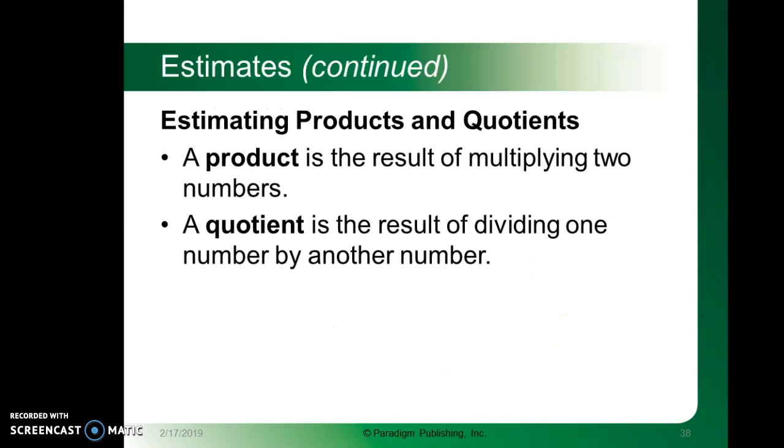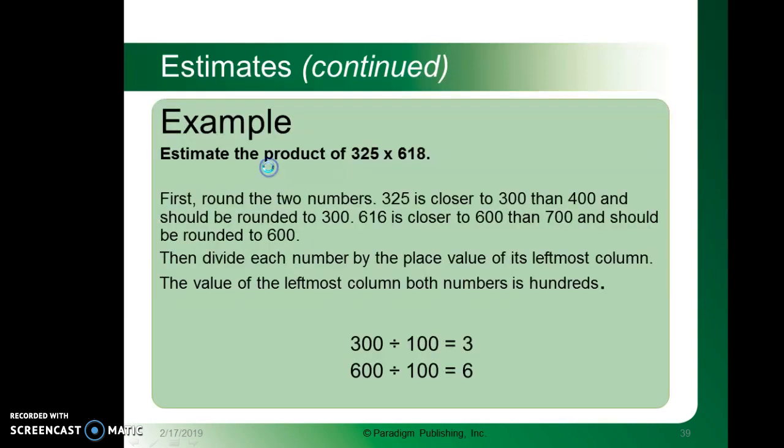Okay, so our estimate is close to the actual amount, and that's what we want to see when we're estimating. Now we're estimating products and quotients. A product is the result of multiplying two numbers together, and a quotient is the result of dividing one number by another number. So basically, quotient is division, product is multiplication.